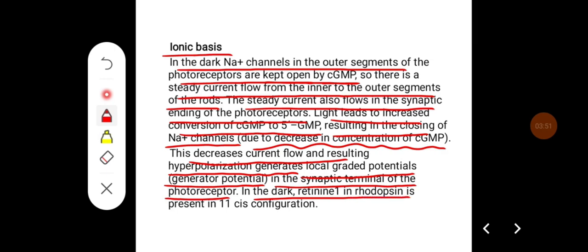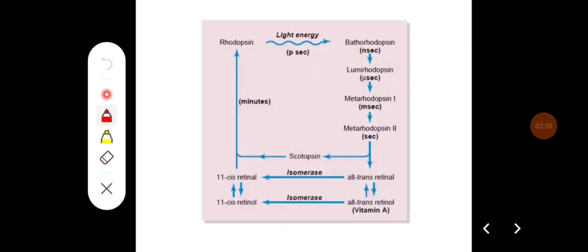Note that in the dark, retinene 1 in rhodopsin is present in the 11-cis configuration. You can see when light falls on rhodopsin, it gets converted into bathorhodopsin, lumirhodopsin, metarhodopsin 1, 2, then gets converted into transretinal and scotopsin. And in case of dark, the scotopsin binds to the 11-cis retinal, which is activated from transretinal, converted into 11-cis retinal, to form rhodopsin.